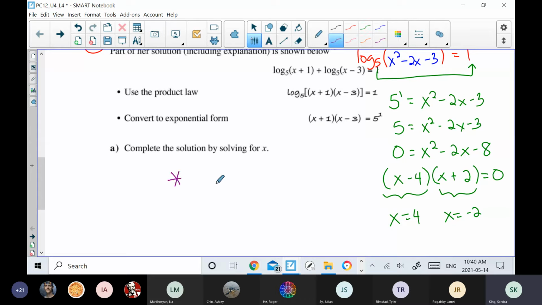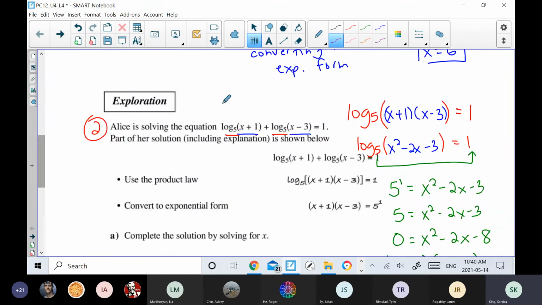Remember from the last class, I told you that the argument can never be 0 or less than 0. So the argument must always be greater than 0. So what you're going to do is take these numbers and put them back into the original equation. So x is equal to 4 and x is equal to negative 2. I'm just going to write it here.